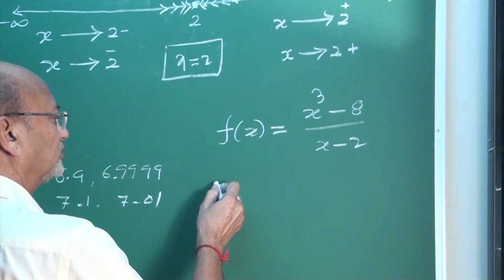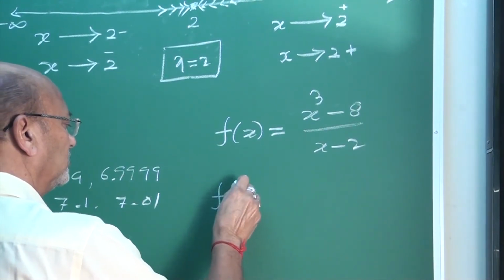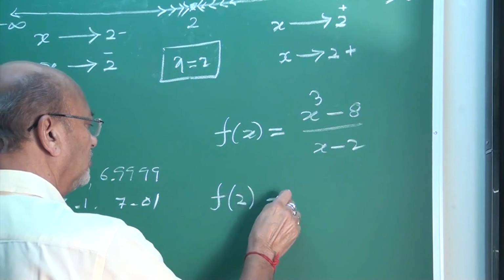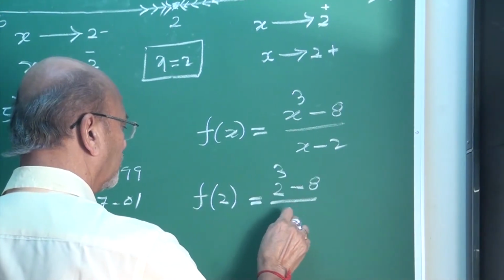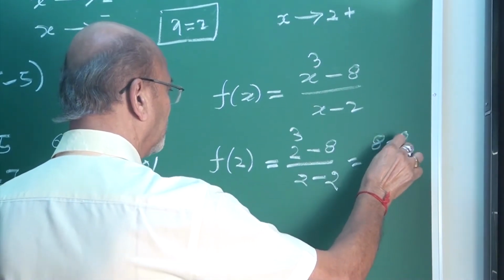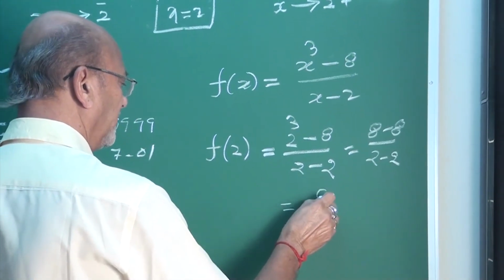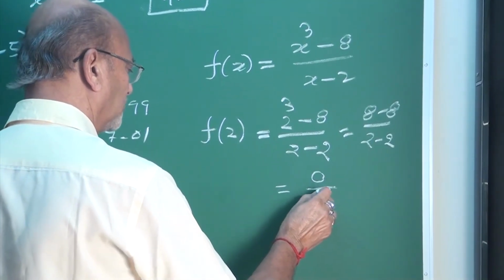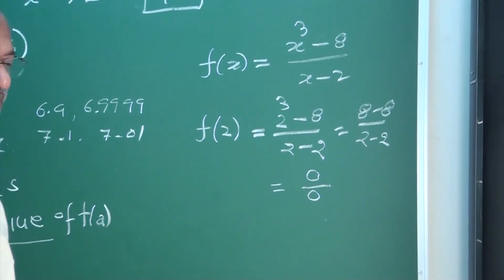Put x equal to 2 means the exact value of x. This is f of 2, the exact functional value. What is this? 2 to the power 3 minus 8 upon 2 minus 2. That is 8 minus 8 upon 2 minus 2. The numerator is 8 minus 8, and the denominator is 2 minus 2.